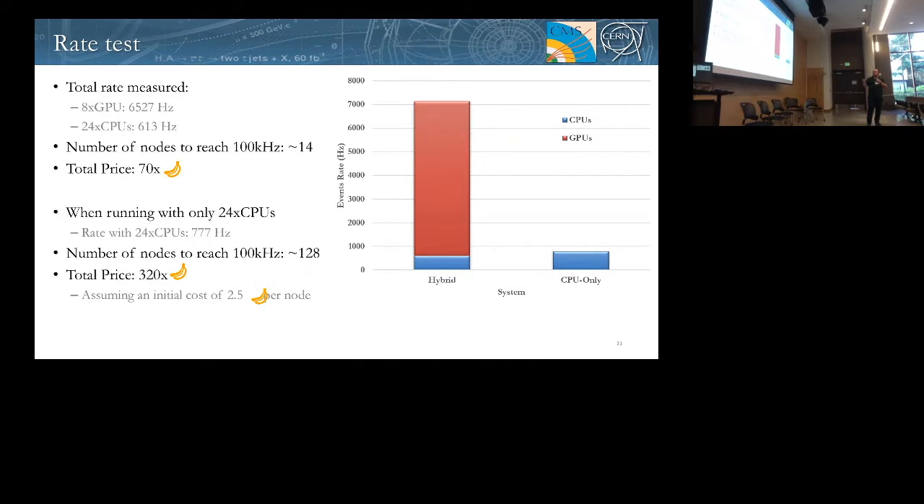So when running only with CPUs, the total rate is higher than here because they don't have to manage the GPUs. The total number of nodes to reach 100 kilohertz is 128. The nodes cost less, half. The total price is 320 bananas.